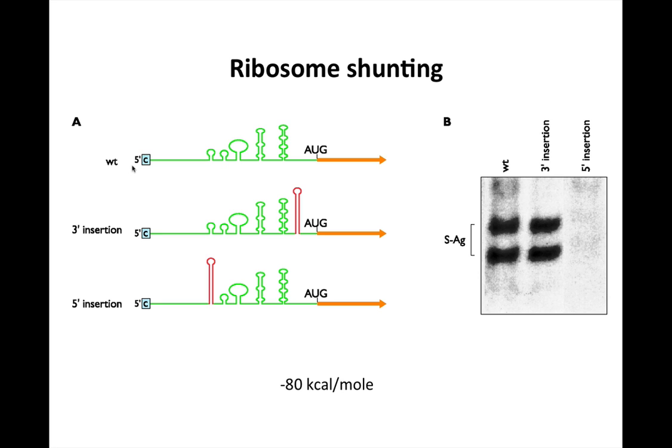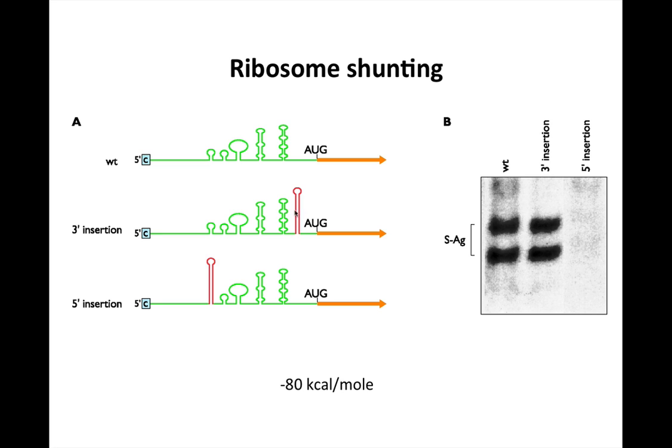What's been done here is to make three different messenger RNAs, and each of them has a protein that's going to be translated, which can be assayed readily, and the protein is shown on the right in this Western blot. It's called S antigen. This is actually a hepatitis B viral protein. So if you take the wild-type mRNA at the top and translate it in vitro, you get two main proteins, as shown here.